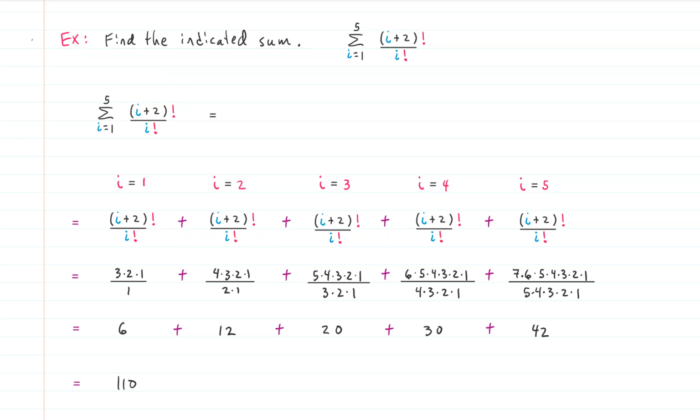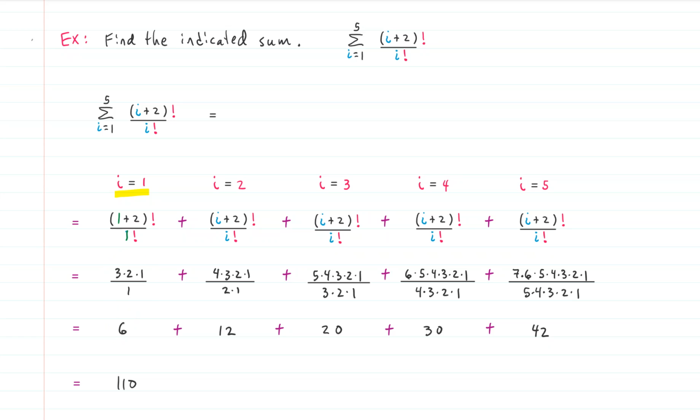Let's start with i equals 1. When i equals 1, what does our quantity equal? There's a 1 here and a 1 there. We end up getting 3 factorial over 1 factorial. 3 factorial is just 3 times 2 times 1 over 1 factorial. That just gives us 6. So we end up having 6.